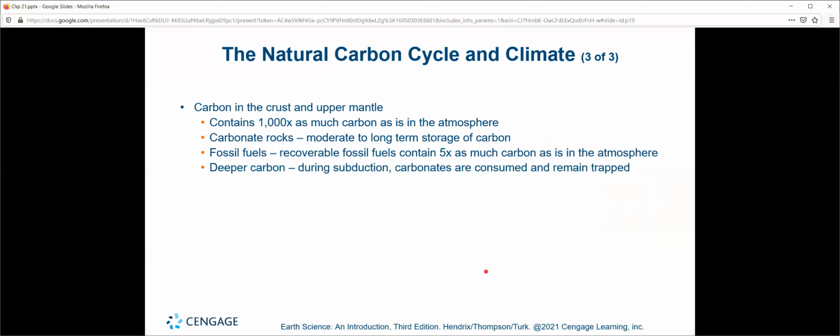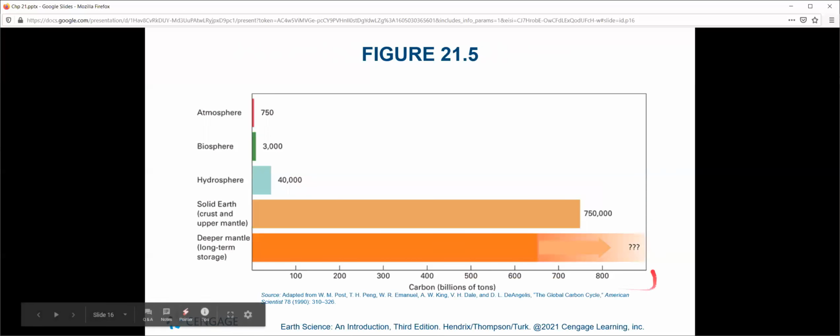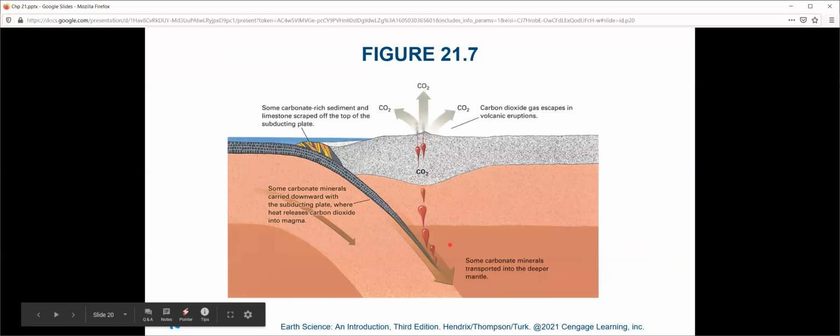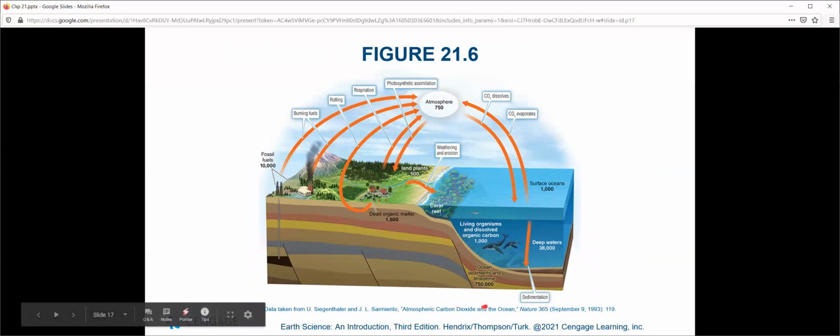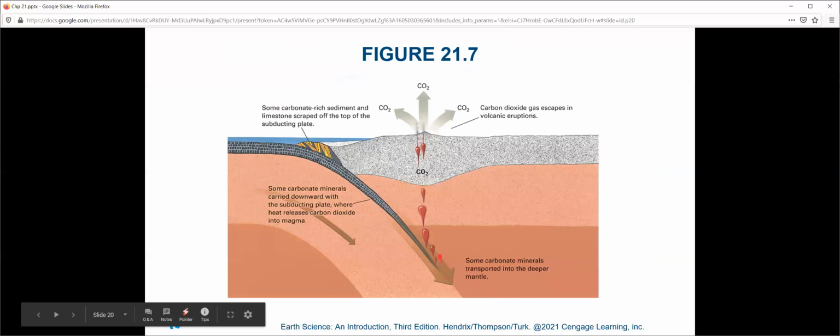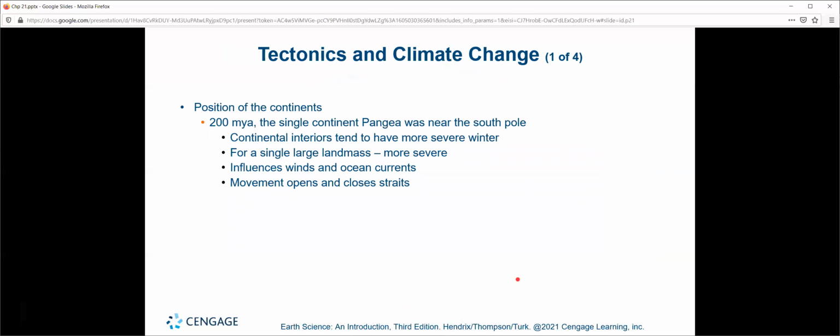This is why we say there is a massive amount of carbon in the deep mantle, because this volcano right here is not spitting out this much carbon. It's only spitting out these little blobs. The majority of that carbon in minerals is transported into the deeper mantle, where it then could be regurgitated and come back up at some point later on.